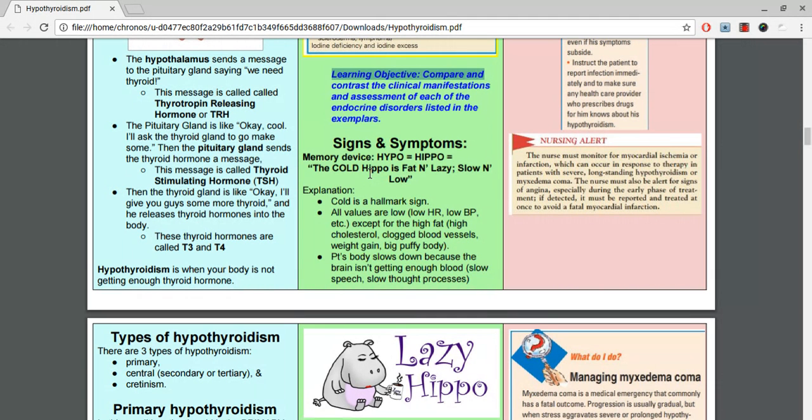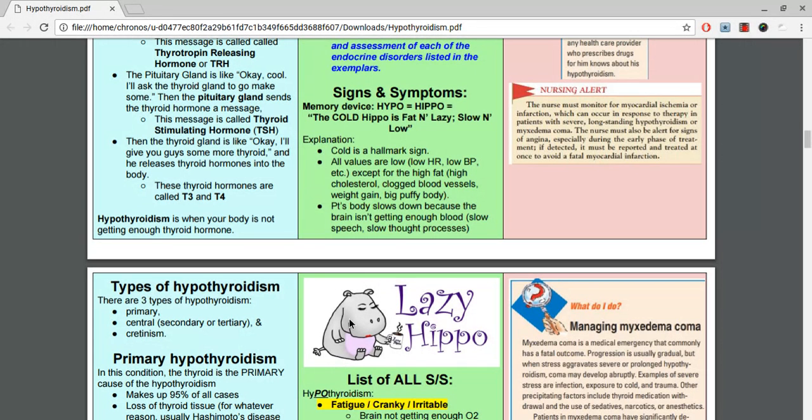The only value that's going to be high is the fat, okay? And if you can see this picture, there's a really fat hippo, so you've got to think fat, because the professor said in her lecture that she really wanted you to know that fat is a hallmark sign of this. So their cholesterol levels are going to be high. They're going to have clogged blood vessels, so think atherosclerosis. They're going to have weight gain, and they're going to have a big puffy body.